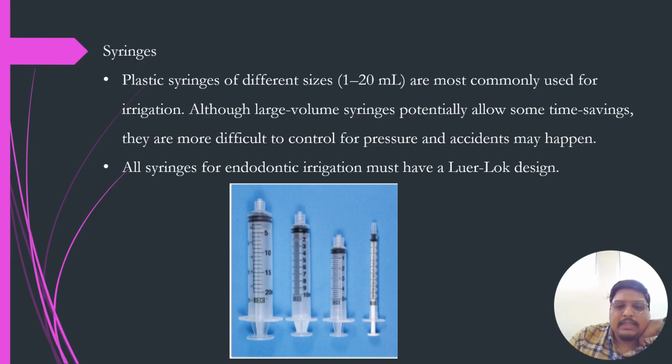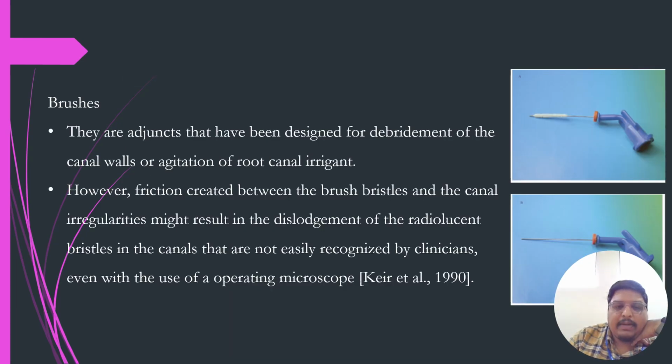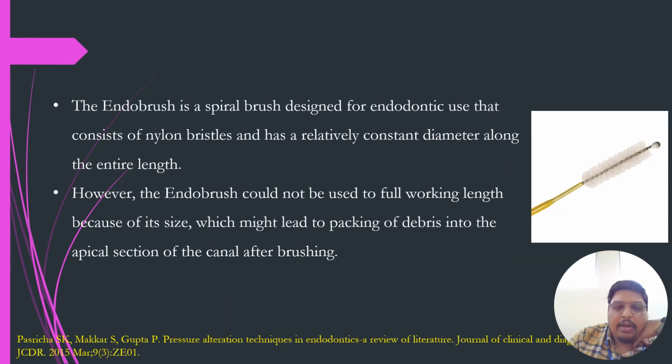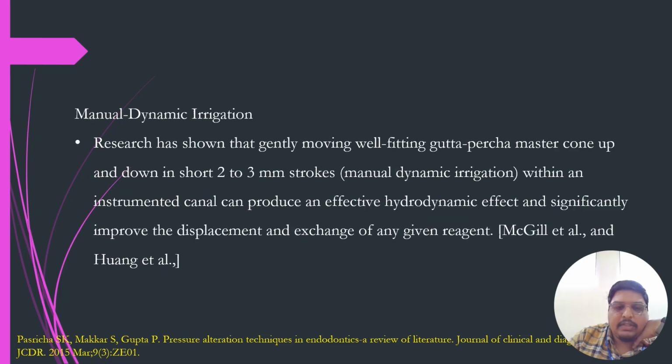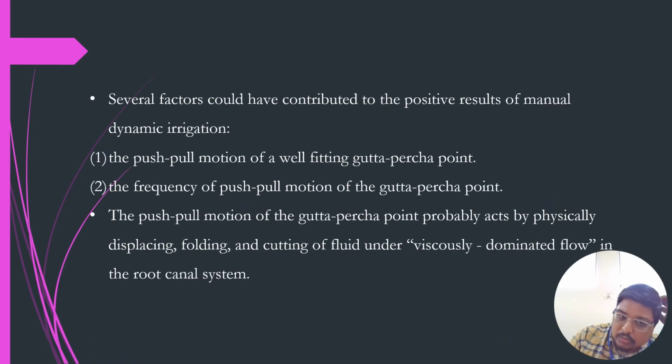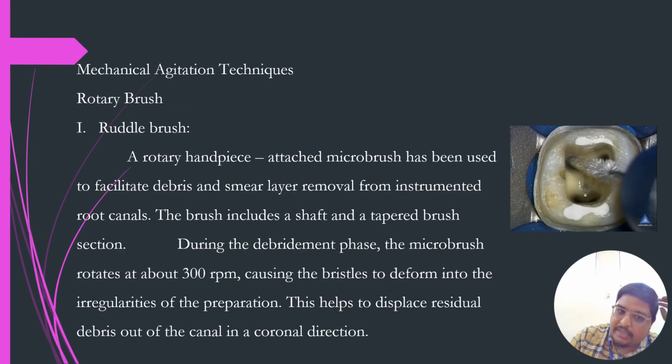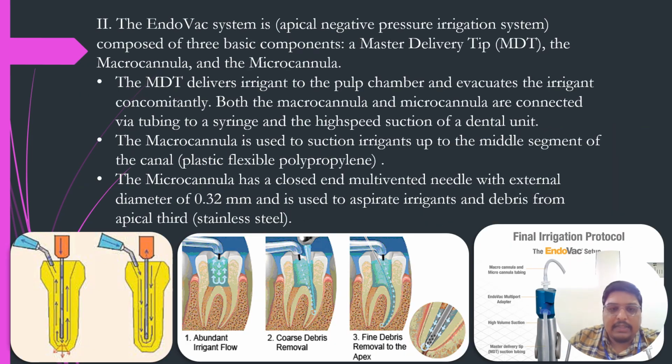streaming. Plastic brushes of different sizes, and the dynamic endodontic brush is a spiral brush, a manual dynamic irrigation system. Research shows 2 to 3 mm strokes. Several factors have contributed to the positive results of manual dynamic irrigation. The rotary handpiece attached to the microbrush has been used to facilitate debris and smear layer removal for instrumented root canals.